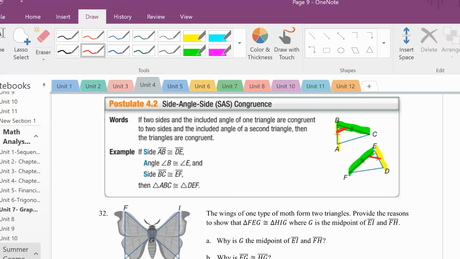So that's what leads it to be side, angle, side. So if two sides and the included angle of one triangle are congruent to the corresponding two sides and included angle of another, then the triangles are congruent by side, angle, side congruence.